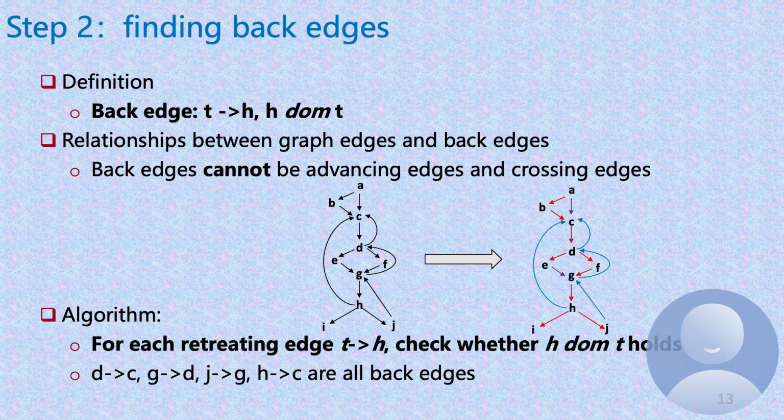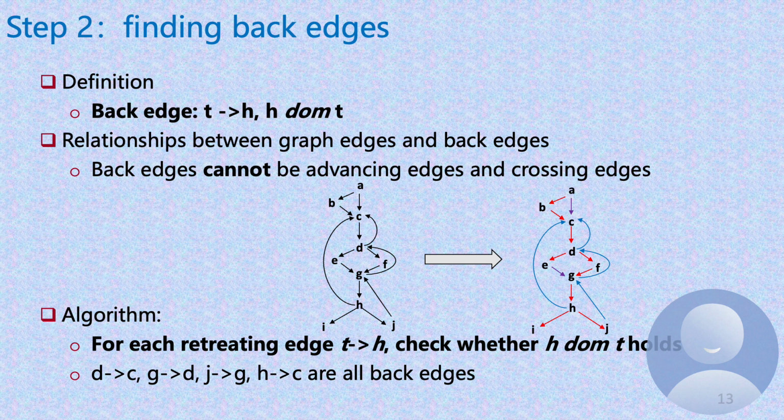That's because the advancing edges and crossing edges are always from the ancestors to the descendants in the spanning trees, so their tails cannot dominate their heads. So a back edge can only be found among the retreating edges. Below gives the algorithm. It's quite simple.